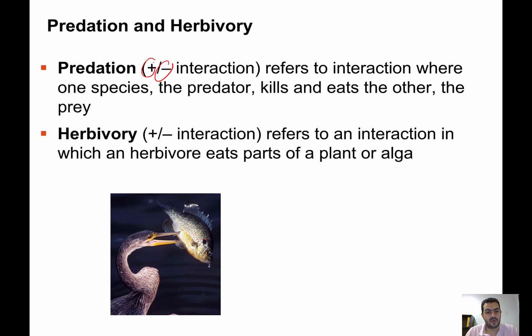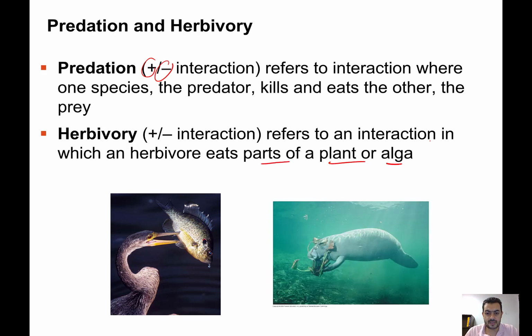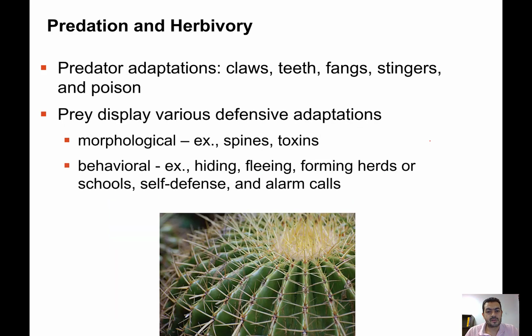When we move on to herbivory, it is more or less the same concept, but in this case the organism will eat parts of a plant or algae, as exemplified here. But both of them are plus-minus interactions. It's a plus for the predator, minus or a negative for the prey. We have seen many examples in nature about adaptations, both in the predator and in the prey, in order to establish this relationship.